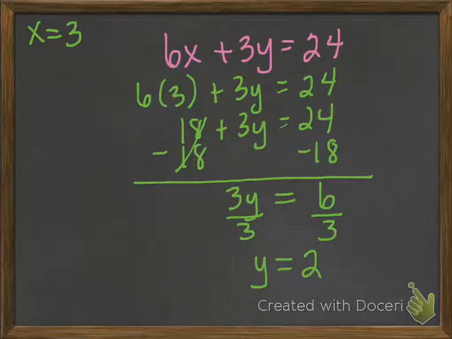So I end up with 6 times 3 plus 3y equals 24. 18 plus 3y equals 24. Subtract 18 from both sides, leaving us with 3y equals 6. Divide both sides by 3 and you end up with y equals 2.